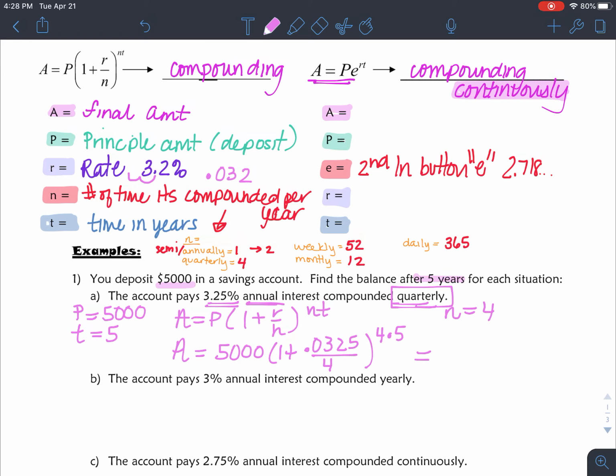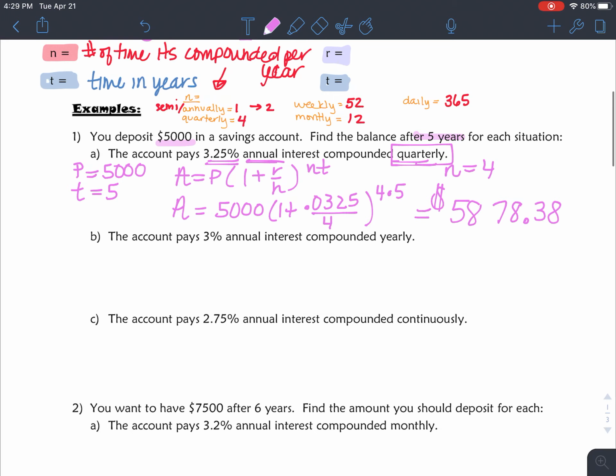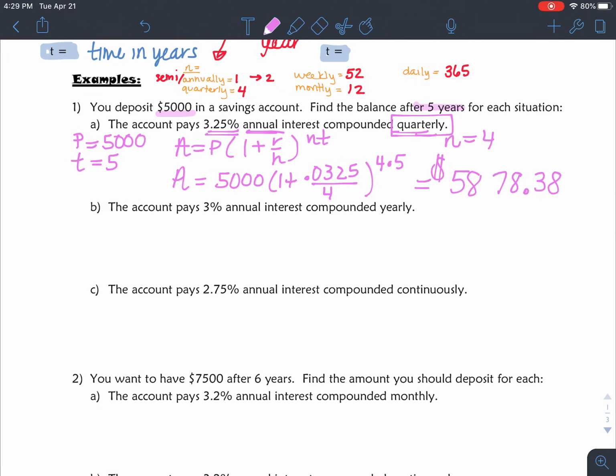Now, once all is said and done, plug that into your calculator. Make sure you know how to plug things into your calculator. I would hit pause right now, plug it into your calculator, use your fraction key, and you should end up with $5,878.38. Yes, for money ones, if you do not round to 2 decimal places, I will take off on your test. We only have basically a test on this, or quiz. We haven't decided if it will be a test or quiz.